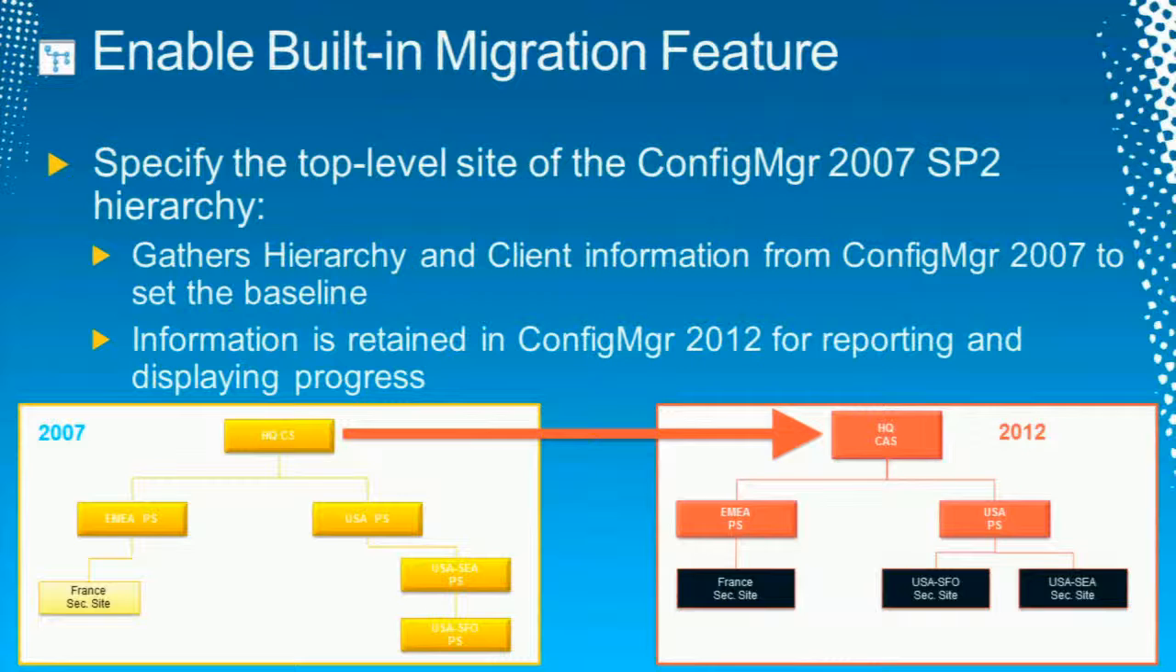So you can run this data gathering process as many times as you want. You can migrate the same objects numerous times. It will not affect anything in your 2007 environment. We do a discovery process to figure out what you have there that could be applicable for migration over to 2012.